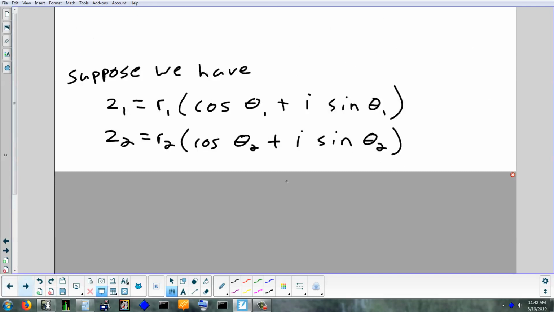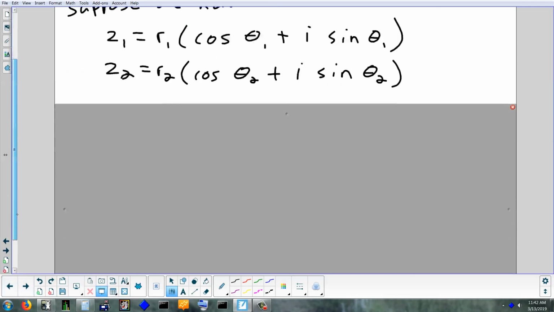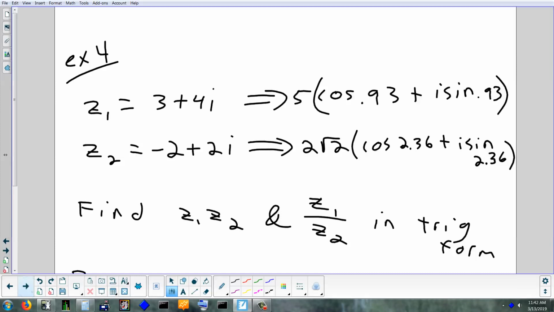So we have two complex numbers, z1 and z2. Each complex number has its own radius and its own angle. So when we do an actual problem, I'll give you the radius, and I'll give you an angle. They'll all be numbers.